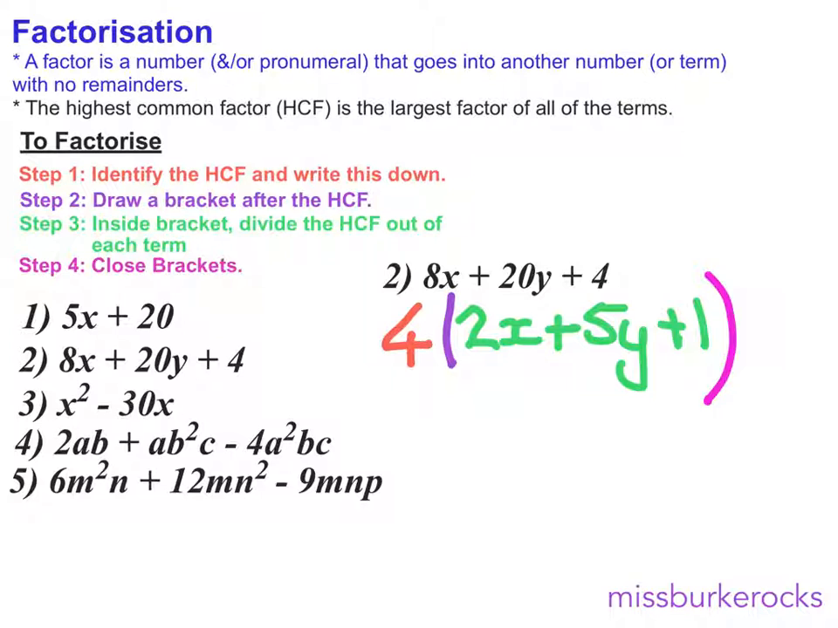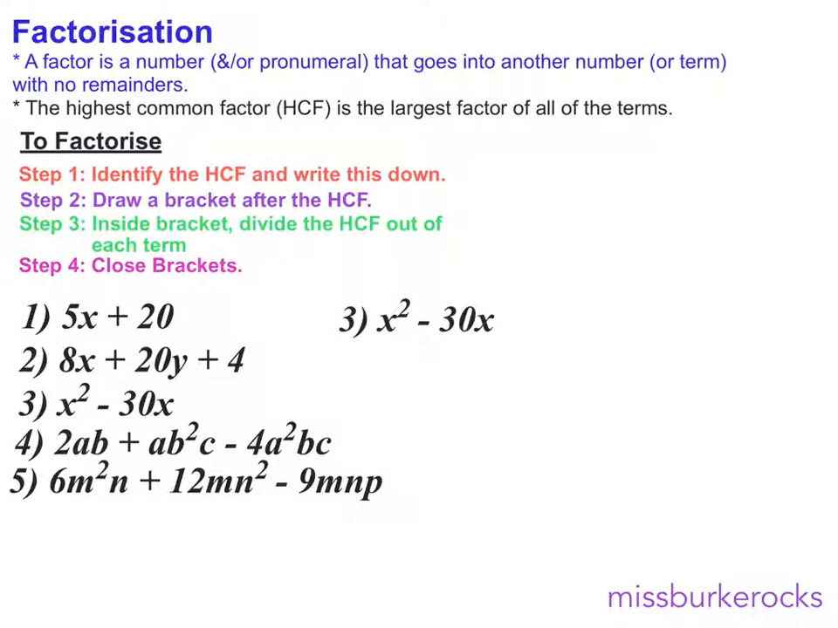And I can double check that by thinking what it would look like if I expanded it out. So 4 times 2x gives me 8x, 4 times positive 5y gives me positive 20y, and 4 times 1 gives me positive 4. So therefore I know that that one there is correct. I'm going to look at doing number 3 now.